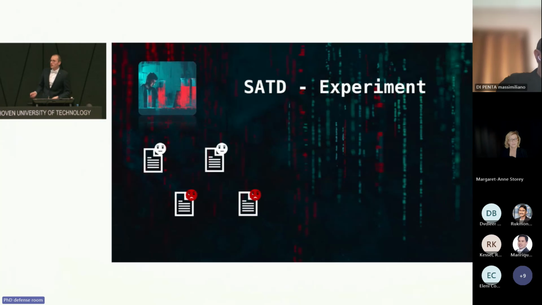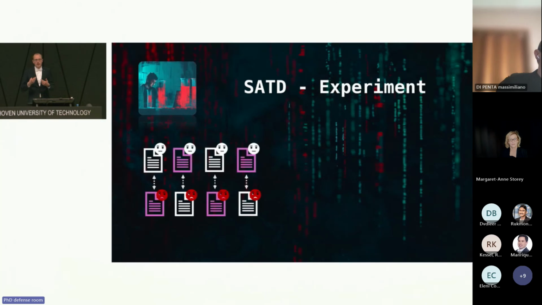And for each of these items that we selected, we created paired examples. So if it was a very factual description of the self-admitted technical debt, we kept the same code snippet, but we changed the description to include some negative use of language, to emphasize the problem using anger or maybe using sadness.